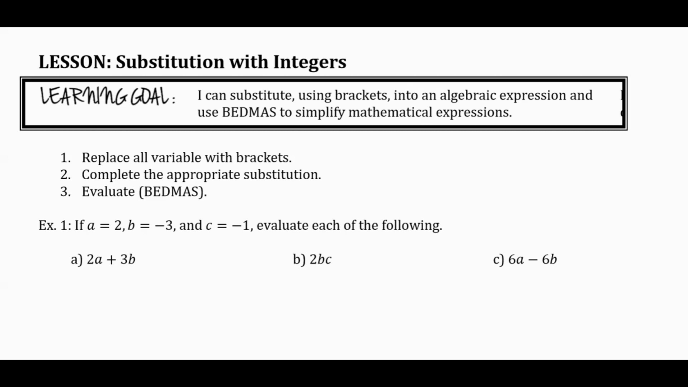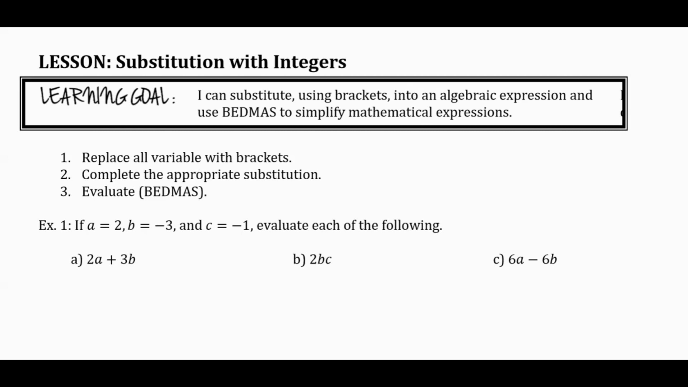So I think of it as kind of a three-step process. We're going to replace, in this case, all the variables with an empty set of brackets. There might be other cases where you only do some variables and not others, but in this case, it's going to be all of them. Then we'll complete the appropriate substitution, and then you're left with a BEDMAS question, and you just solve the BEDMAS question that's left.